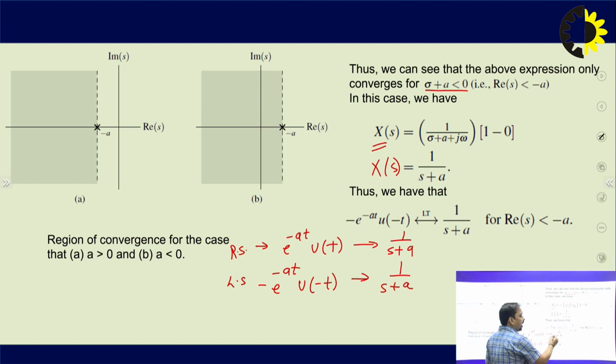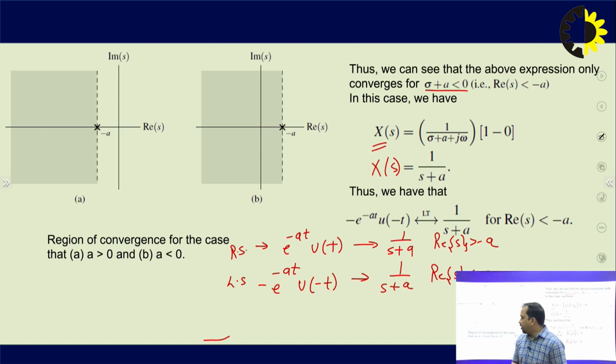So if we can write down the complete answer, the transform is 1 by s plus a, where the real part of s is greater than minus a, whereas here we have seen that the real part of s is less than minus a. Now the result is complete. The results are the same, but the region of convergence for both transforms is different.